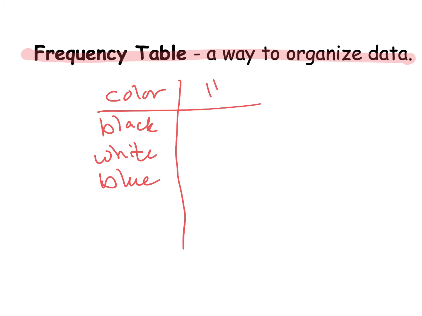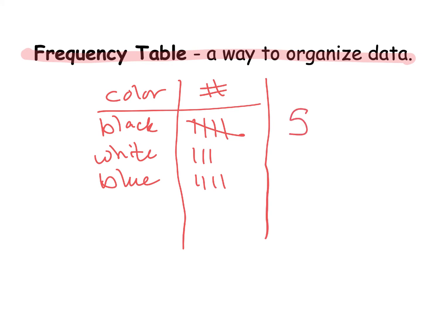And then the number, I'm just going to keep track with tally marks. So a black one goes by, a white one, another black one, a blue one. If I get to 4, then number 5 crosses them, so it's easier to count. So I just have tally marks that organizes my data. So that way then I know how many. So black cars, I had 5. White cars, I had 3. Blue cars, I had 4. It's just a way to organize data.